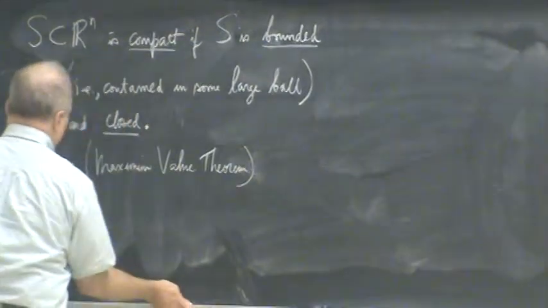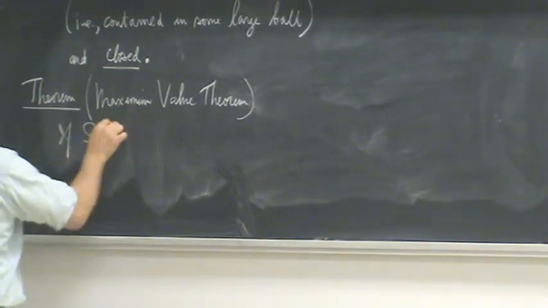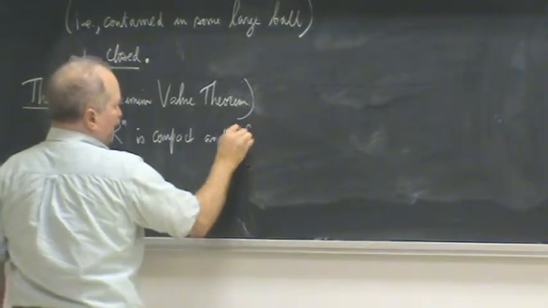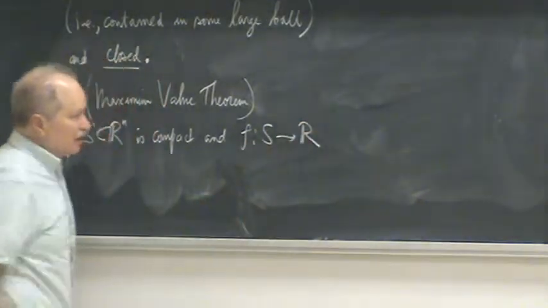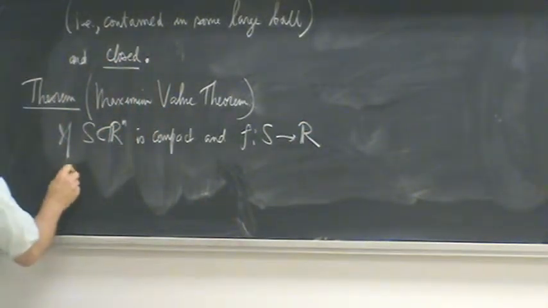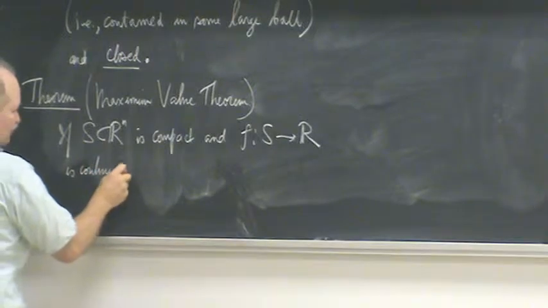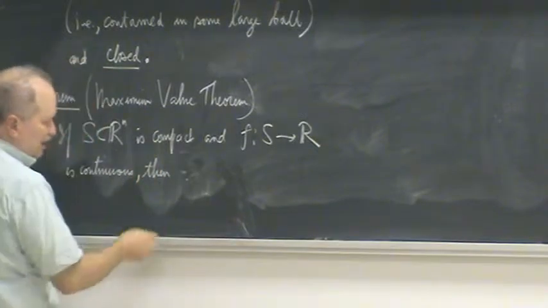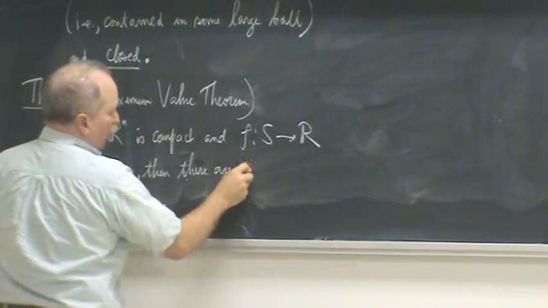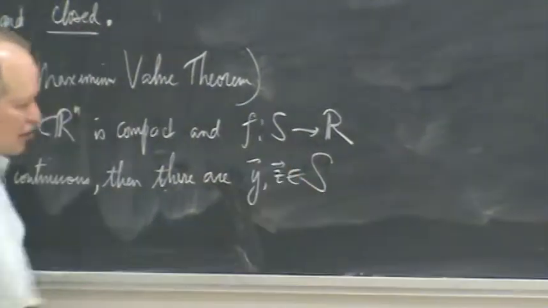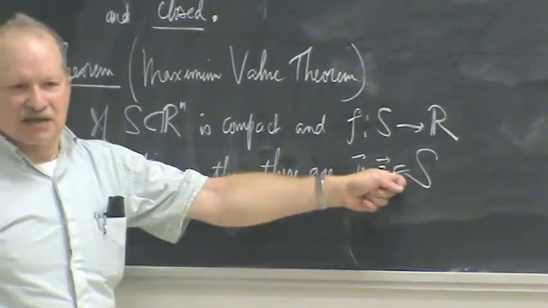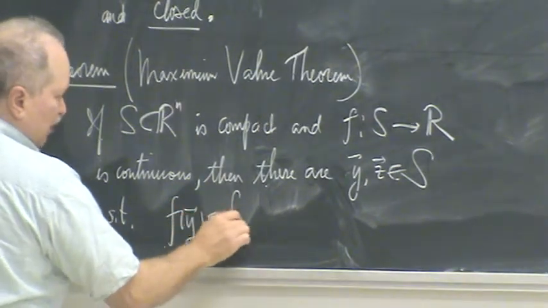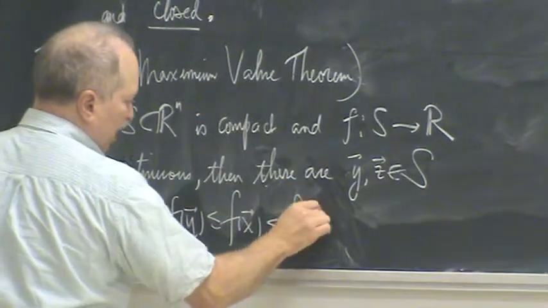So if S is compact and f is a continuous real valued function on S, then, I'll write down what I said yesterday, there are points y and z in the set. So y is going to be the minimum point, z is going to be the maximum point. So the values of the function for all x are between f of y and f of z.